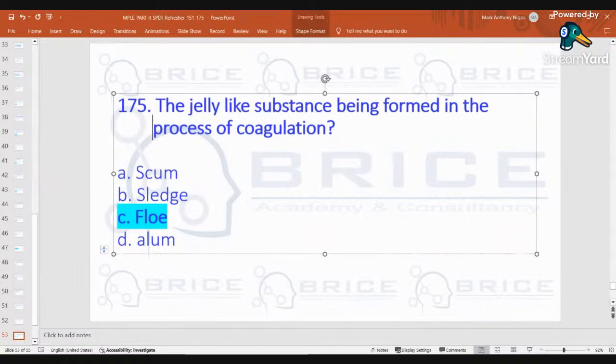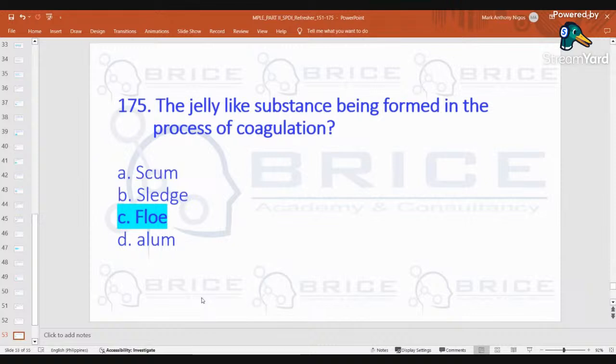The jelly-like substance being formed in the process of coagulation. The answer is floc. F-L-O-C. Okay, thank you very much.